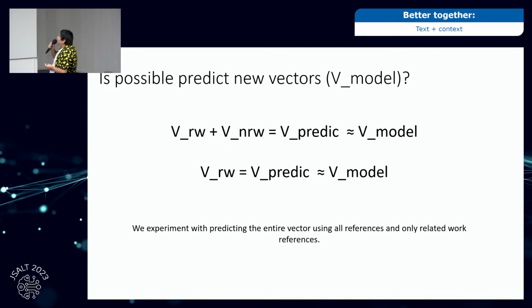Now, the next question is what happens if I don't have an ID or index to create my new vector and use related work references. Is it possible to predict the new vector in the B model? It's a good question, I think. Well, in this case, we create two models, using the centroid vector for related work references and non-related work references, and then only use the related work.